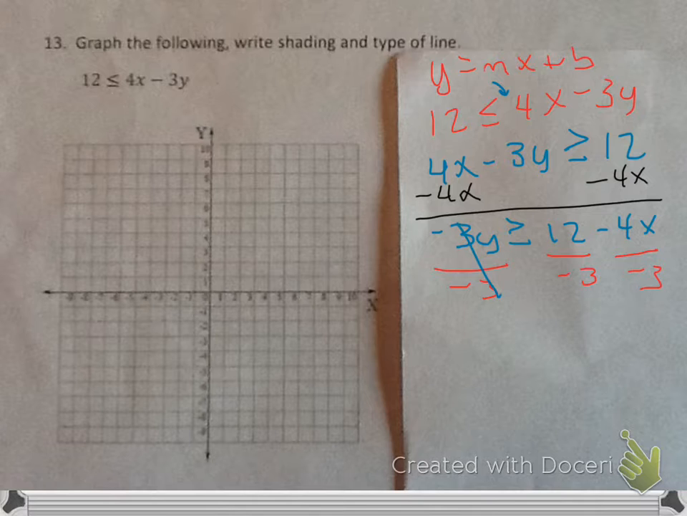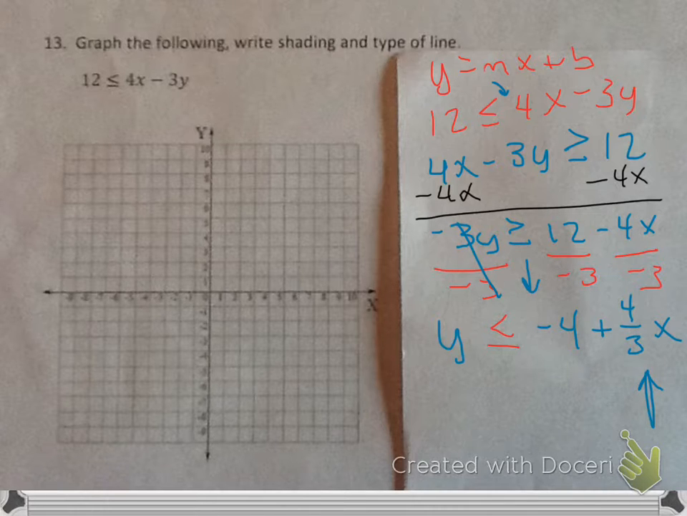So these are going to cancel out, so I got y. I'm going to flip this, so I'm going to change the color so you can see it. It's now going to be a less than or equal to sign. And then 12 divided by negative 3 is negative 4. And two negatives make a positive, so it's positive 4/3 x. So this is my slope, and this will be my y-intercept.